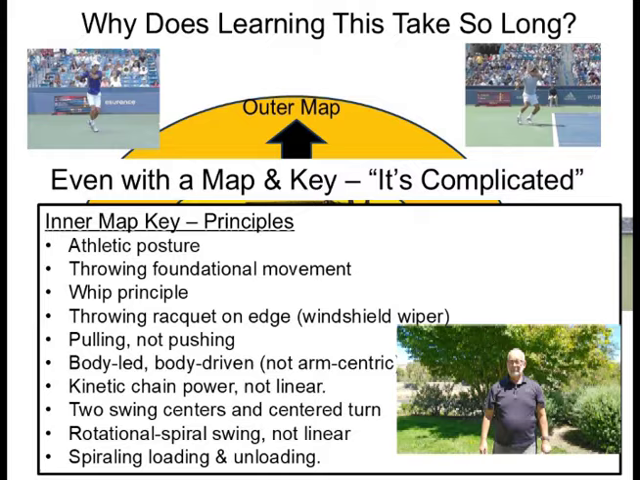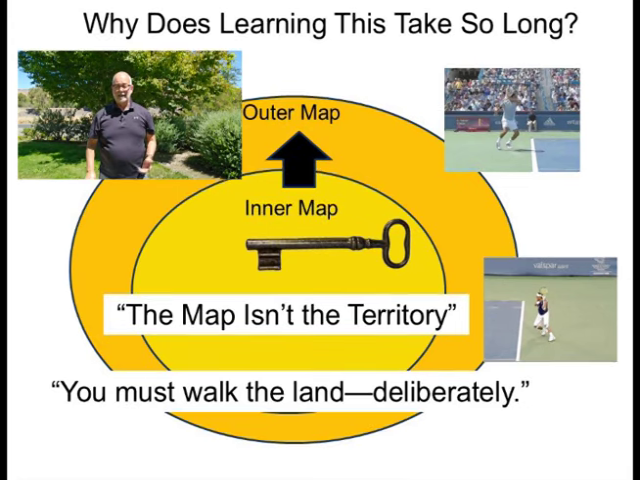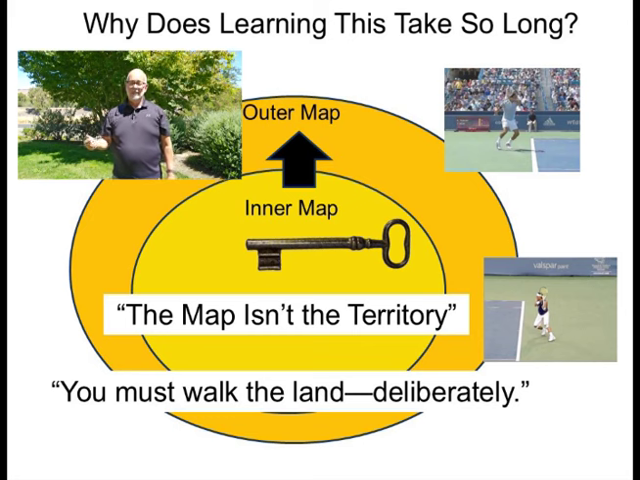So it is complicated. But the other major reason that it's complicated is that these inner principles and the key outline that I just showed you is still a map. It's still an outline of a complex physical process. And the map is not the territory. Until you have actually engaged in the physical practice of these skills, the deliberate physical practice, you really aren't walking the land as you need to really truly understand. And engaging in deliberate practice on all these different principles does take time.